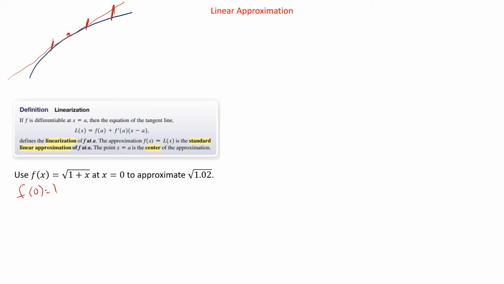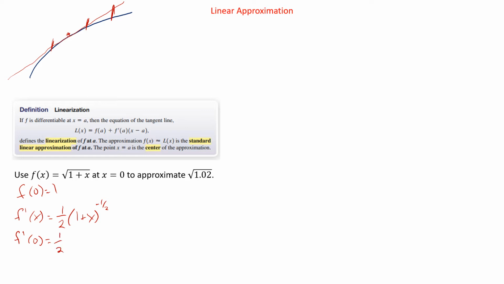And then we need the slope. For that, we use the derivative. F prime of x, this is 1 plus x to the 1/2, so it'll be 1/2 times 1 plus x to the negative 1/2. And then chain rule, derivative of 1 plus x is just 1, so we're good. And then f prime of 0, we have 1 to the negative 1/2, that's 1 over the square root of 1, which is 1, times 1/2 is 1/2.